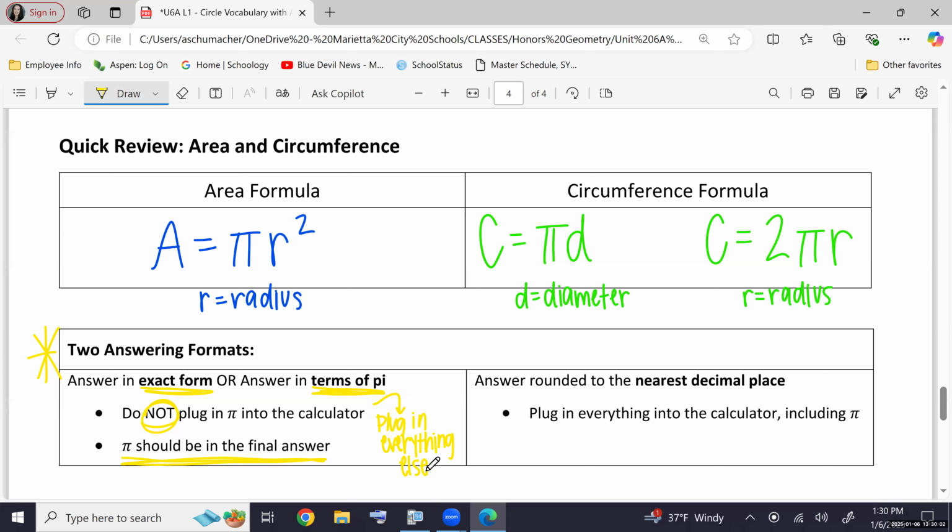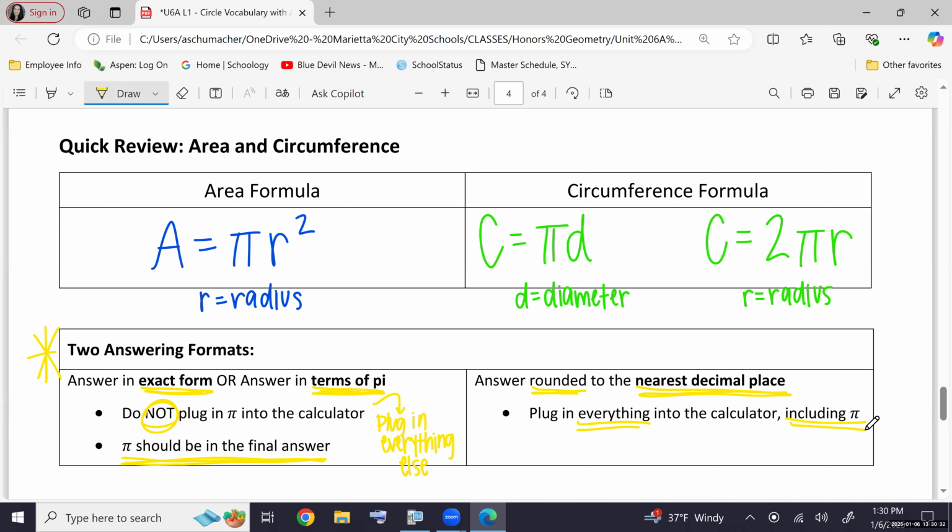The other form of answering is a rounded answer. It will typically tell you to round to a certain decimal place. And this is when you plug everything into the calculator, including your pi. So you will get a decimal answer because you will multiply by pi, the irrational number, 3.14157, blah, blah, blah. You will multiply by that and you will get a decimal. It will be a rounded answer.